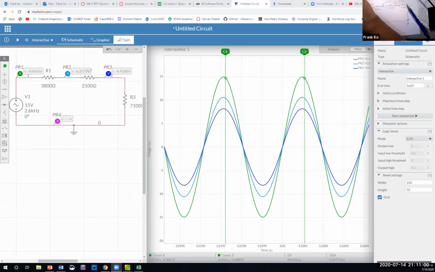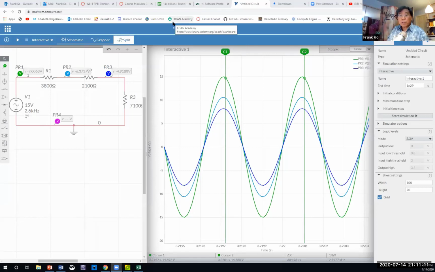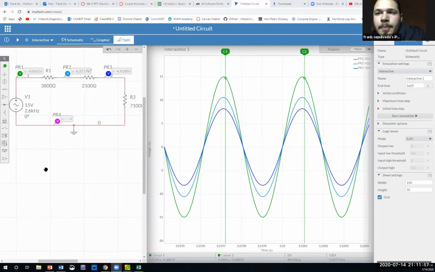Wrong mouse. I keep grabbing the wrong mouse. Come back to... no, that's me. Are you on the share screen? Can you see my, can you see? Yeah, I can see it. The simulation? Okay. Yeah. All right.